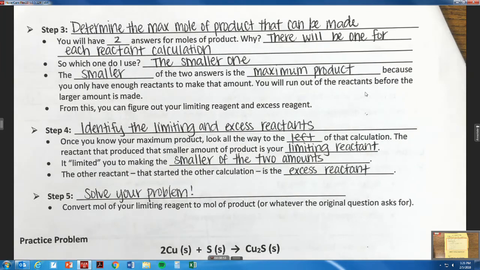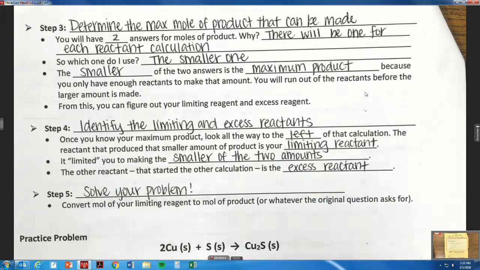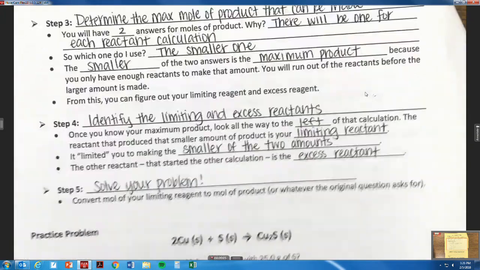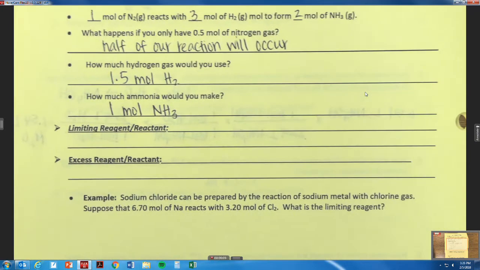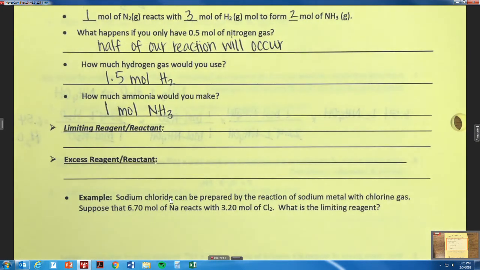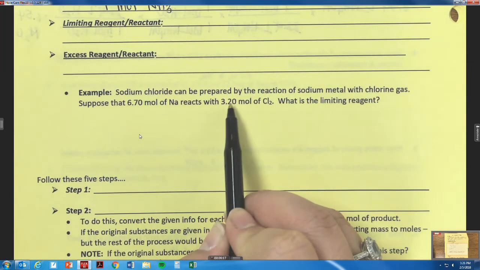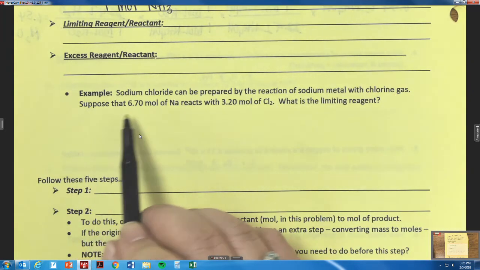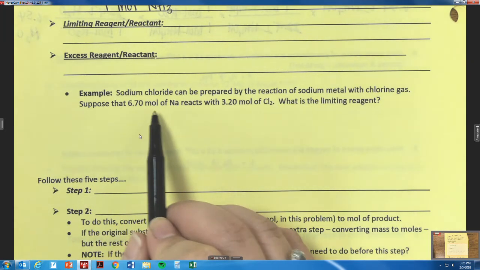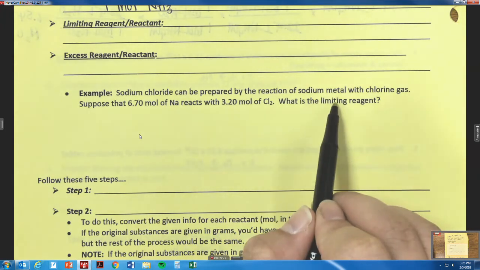I know a lot of you might not understand what's going on yet, so let's solve some of these sample problems. We'll go back to that sample problem on the first page. Sodium chloride can be prepared by the reaction of sodium metal with chlorine gas. Suppose that 6.7 moles of sodium reacts with 3.2 moles of chlorine. What is the limiting reagent?